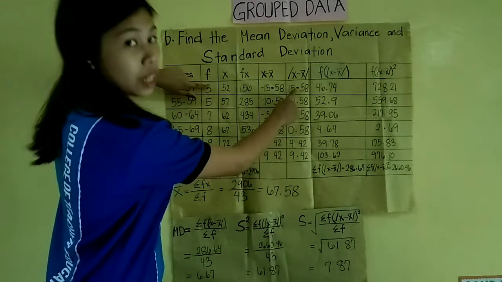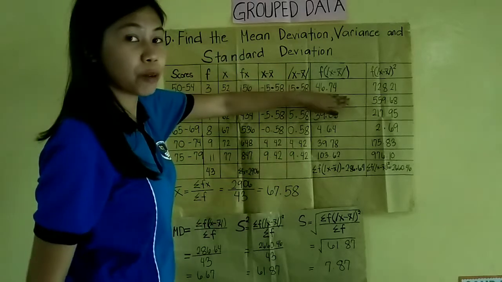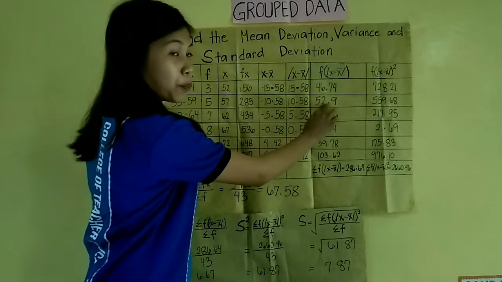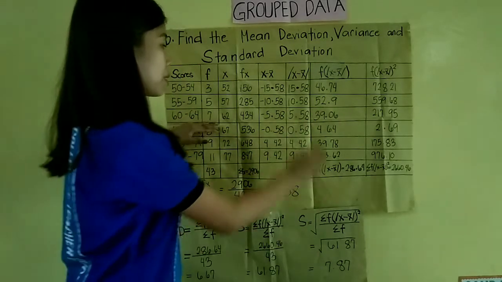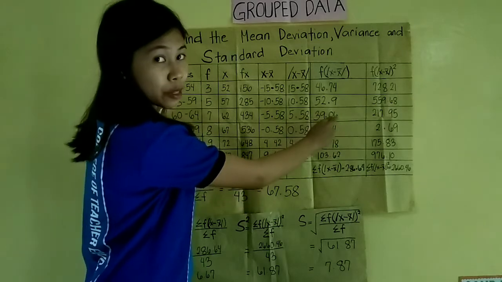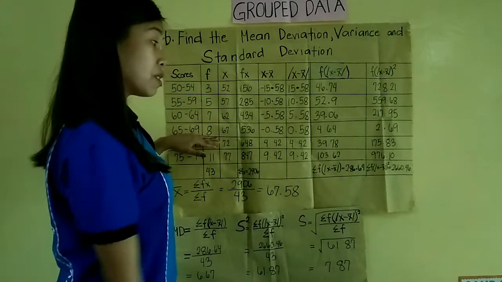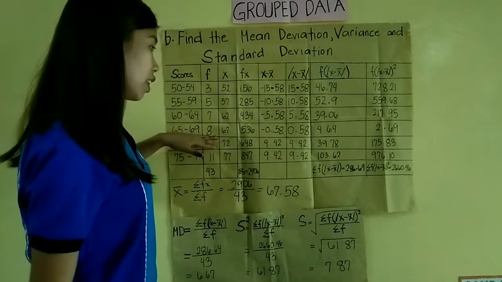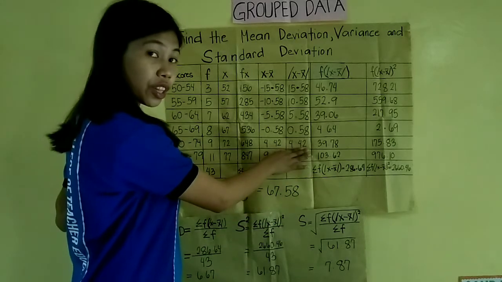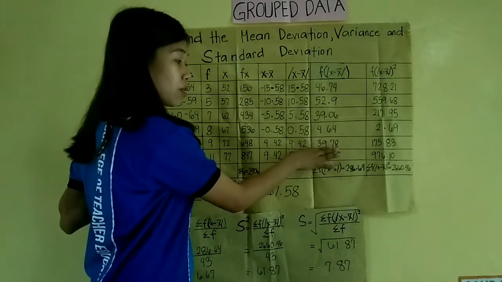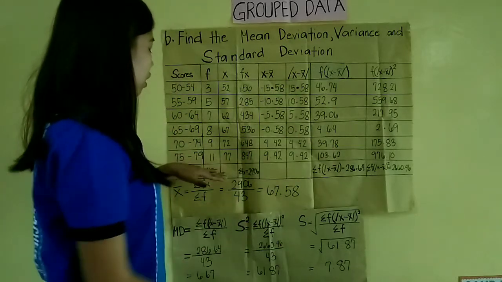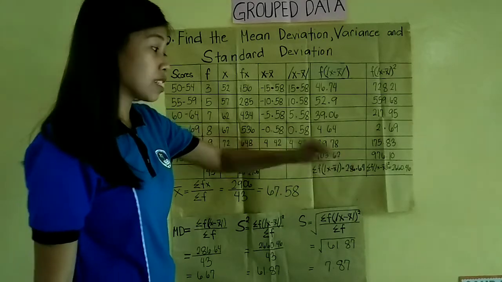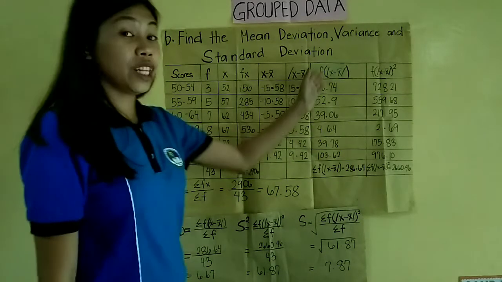So, 3 times 15.58 is equals 46.74. 5 times 10.58 is equals 52.9. 7 times 5.58 is equals 39.06. 8 times 0.58 is equals 4.64. 9 times 4.42 is equals 39.78. Then 11 times 9.42 is 103.62. After that, we need to sum it up.